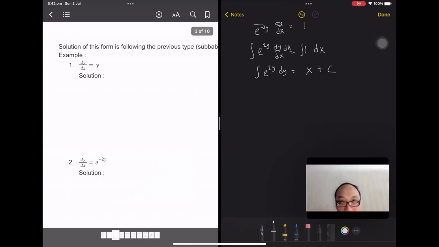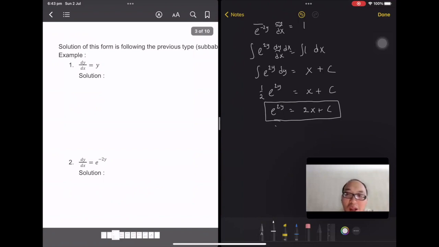The integration of e to the power of 2y is 1 over 2 e to the 2y equals x plus c. So e to the 2y equals 2x plus c. We can just leave the answer in this form, because making y the subject from this expression does not change it into a simpler version. So we can leave it here.